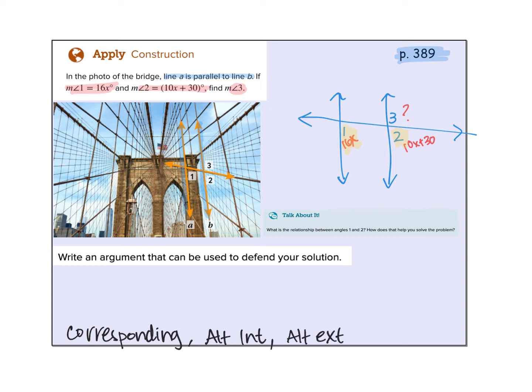Okay, so if I look at them, if I took angle 1, if I took this part right here and I slid it over here, looks like angle 1 and angle 2 are in the exact same spot. So that means they're corresponding. They kind of match up.